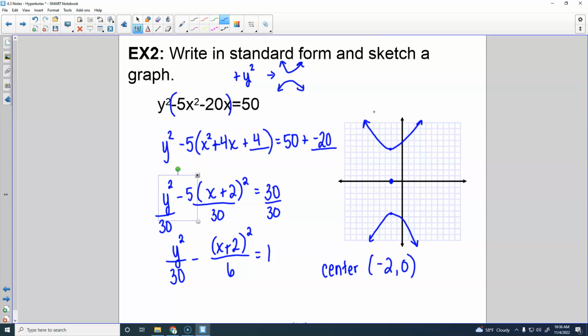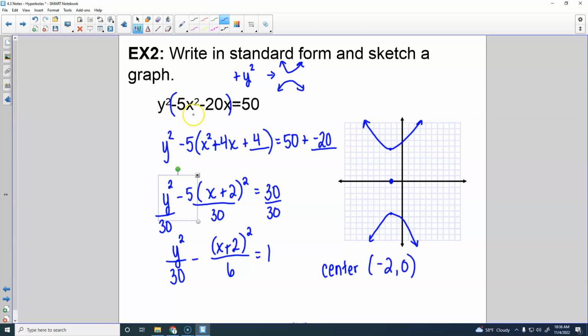All right, everybody quiet so I can hear Morgan's question, please. Correct. So if our y squared is positive, up and down. If our x squared is positive, it's left and right.